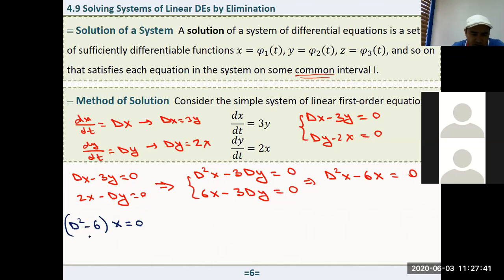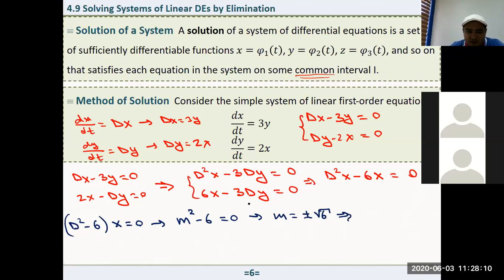Let's see here, when we just use the differential operator, it is easy to get the auxiliary equation. What is the auxiliary equation of this homogeneous equation? That's simply, instead of d, I write m squared minus 6 is equal to 0, or m is equal to plus minus square root of 6, right? So from here, let me just continue in this way.